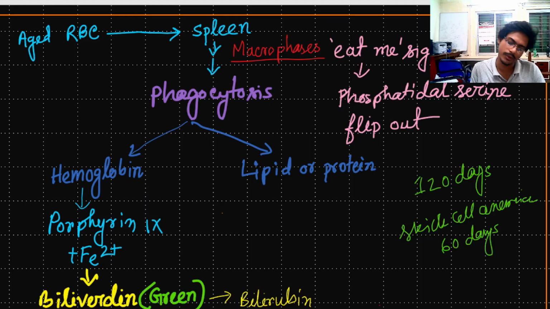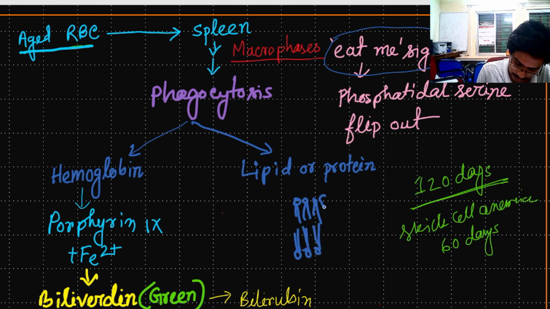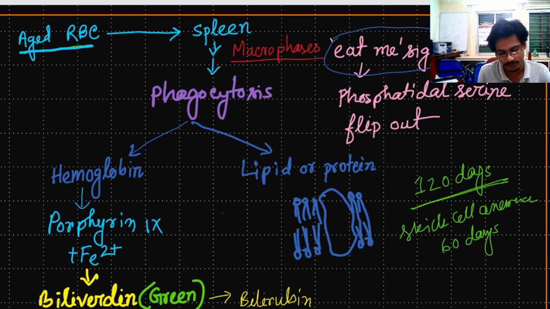So what happens after the 120 days? It will be destroyed. Aged RBCs go through the spleen, and the spleen has a lot of macrophages. These macrophages kill pathogens, and for that they need the eat me signal. To destroy one, this is a membrane structure. The phospholipids are there, and you can imagine a transmembrane protein. Let's say it's an RBC membrane.